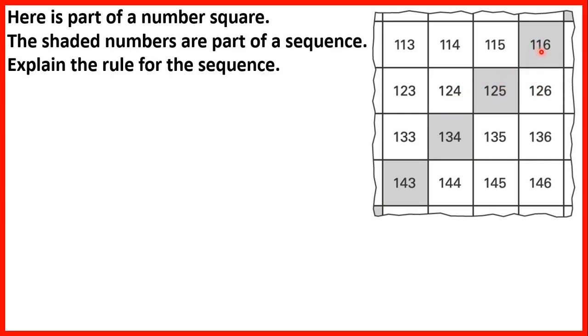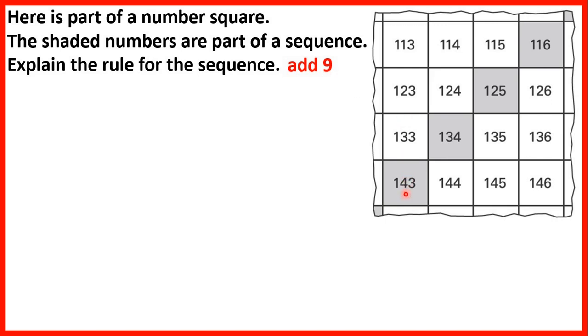So if we look at what's happening, we have 116, 125, 134 and 143. So we're adding 9 each time, because the way this number square works, when we go down we add 10, and when we go left we subtract 1, and if we add 10 and subtract 1, we've added 9. So the rule is add 9.